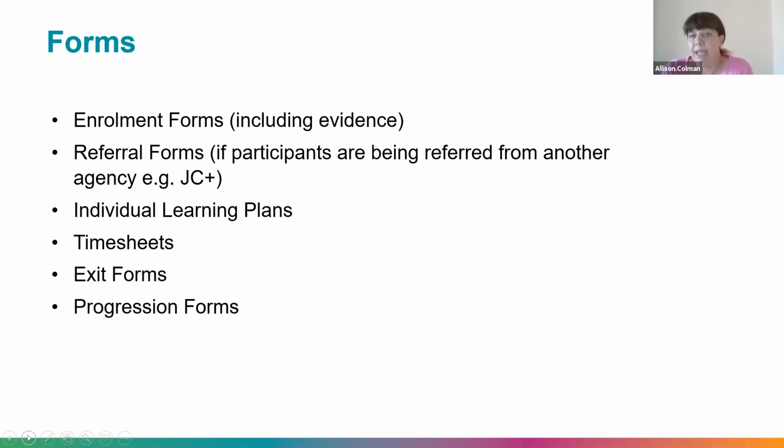So if they're being referred from another agency, let's say Job Centre Plus, and they've done all of their eligibility checks, then Job Centre Plus can complete this form for you, but they must document what they've seen, and you must be satisfied that they meet the eligibility criteria, because at the end of the day, if we find that they're not eligible, we won't be able to count them in your numbers.